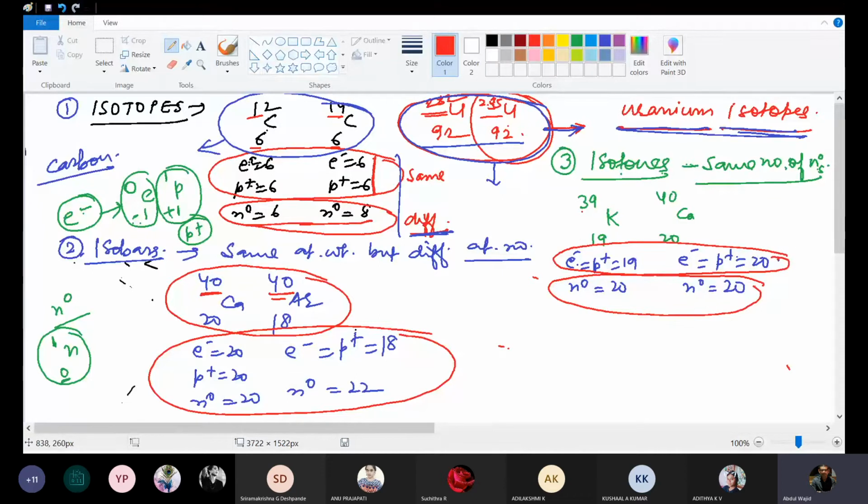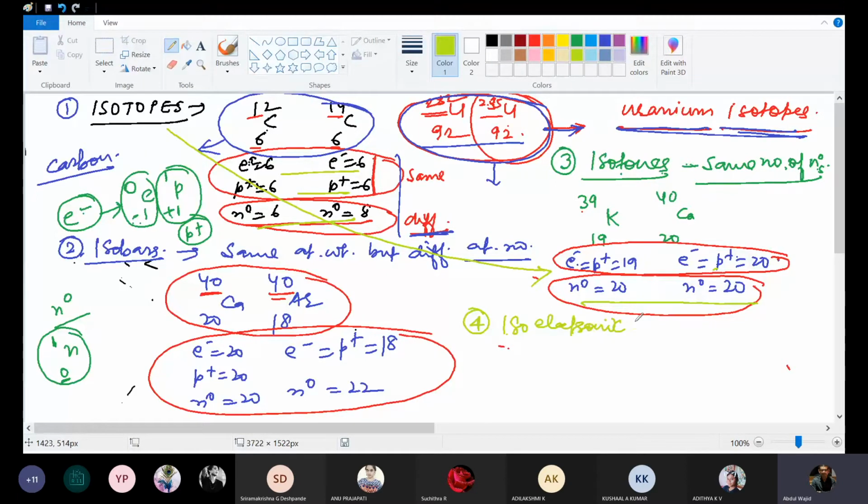Just opposite of isotopes. In isotopes, neutrons were different. Here neutrons are same. In isotopes, electrons and protons were same. Here electrons and protons are different. So isotopes and isotones are two opposite things. So this is about isotones. Like this, they can ask you about isoelectronic species also.